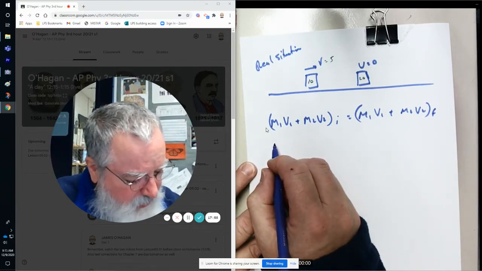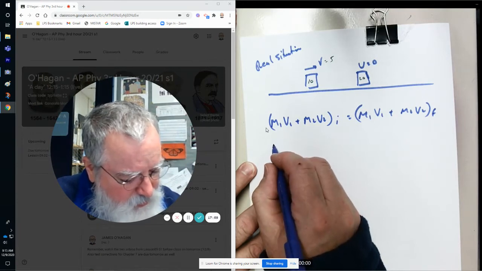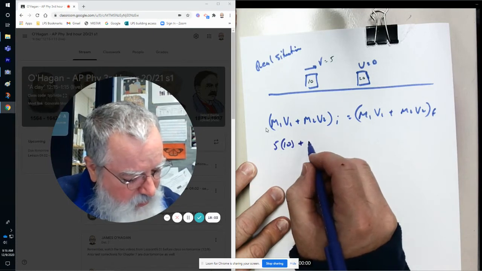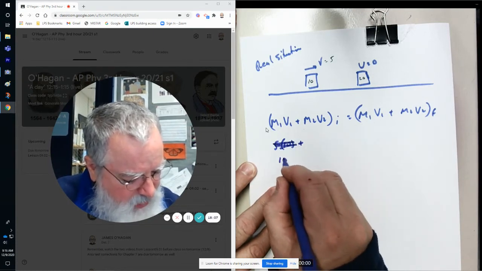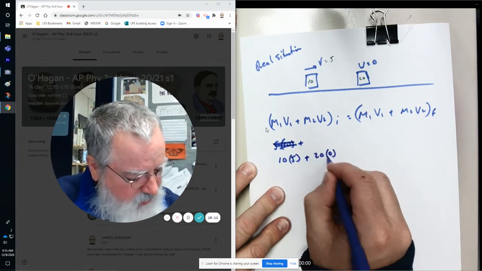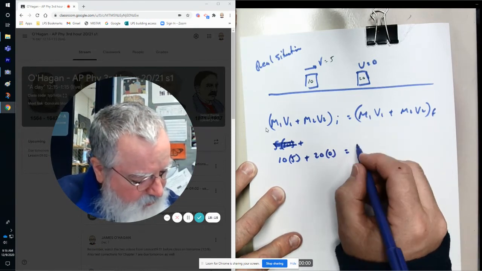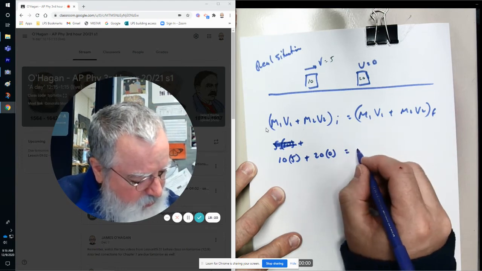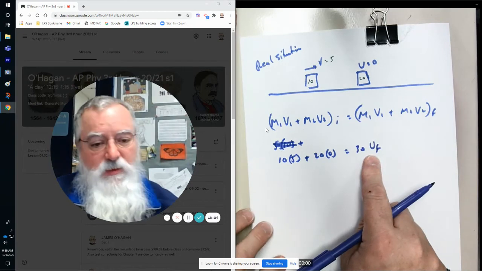Let's start plugging in numbers. So I've got mass 1 moving at 5. Oh, I wrote that wrong. I should put the mass first. 10 moving at 5 plus 20 moving at 0 equals, all right, so I'm going to pull out the masses. What's the total mass? 30 moving at some type of final velocity, because remember, they're going to stick together.